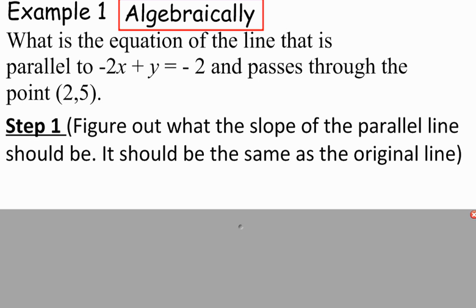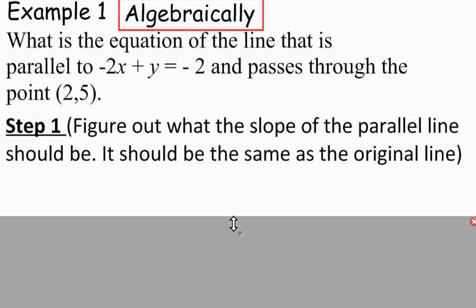So my first step is right over here. Step 1 says, figure out what the slope of the parallel line should be. It should be the same as the original line. So remember, we had to put the original line in y equals form. We already did that, right? I'm not going to do it over. You can just go back in the video and look at the steps if you don't understand how I got y equals 2x minus 2.